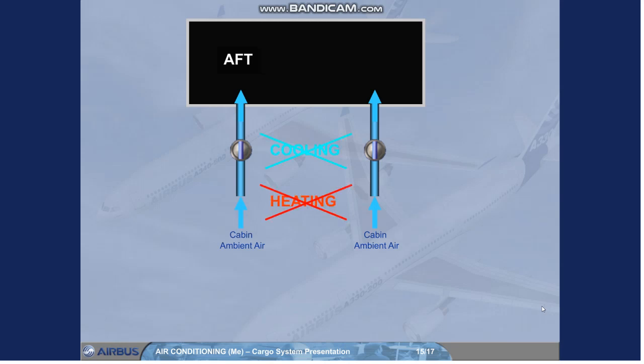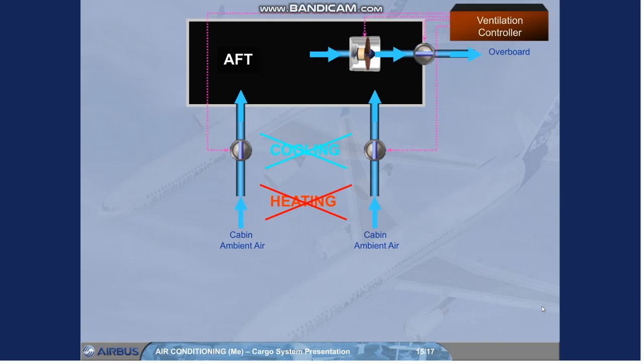For the aft cargo compartment, the ventilation is similar to that of the forward cargo compartment, except that for the air entering, there are no cooling and no heating supplies, and also, for the extraction, the air is sent overboard to the aft outflow valve area. As for the other cargoes, the ventilation controller controls the valves and the fan. Note, the aft cargo compartment indications are not represented on the ECAM CON page.